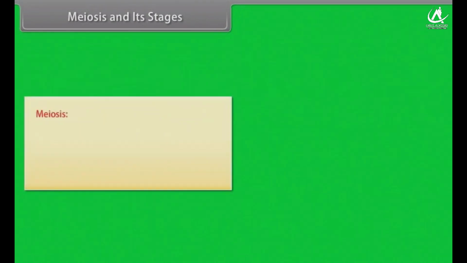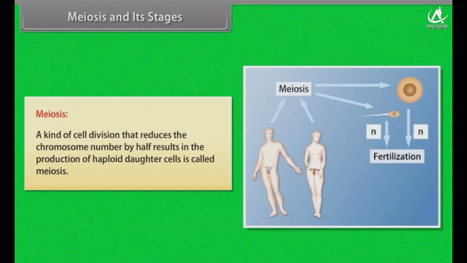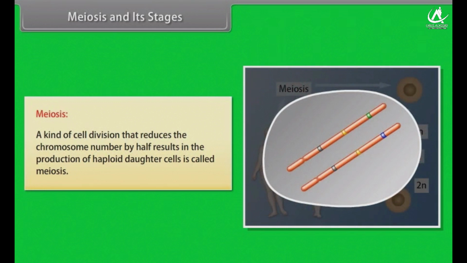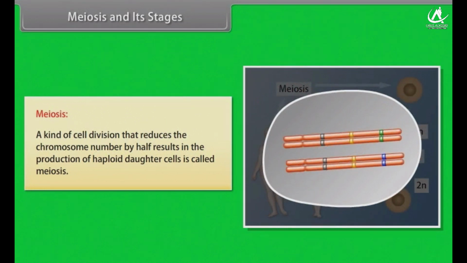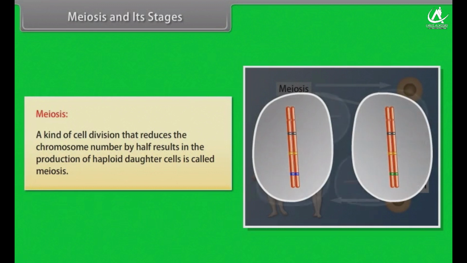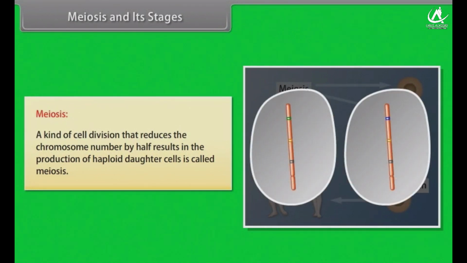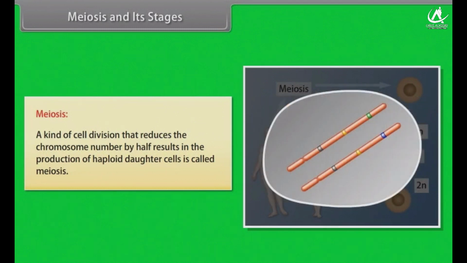Meiosis and its stages. Now let us move on to the next topic, that is meiosis. As we all know, the production of offspring by sexual reproduction includes the fusion of two gametes, each with a complete haploid set of chromosomes. Gametes are formed from specialized diploid cells. This specialized kind of cell division that reduces the chromosome number by half results in the production of haploid daughter cells. This kind of division is called meiosis.